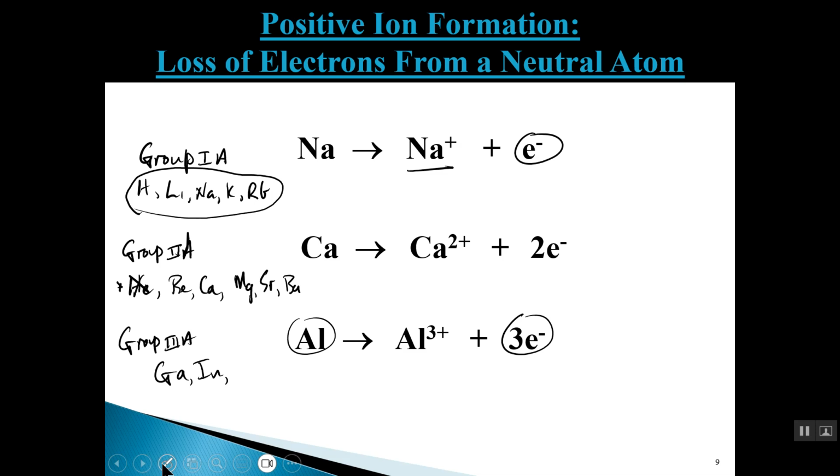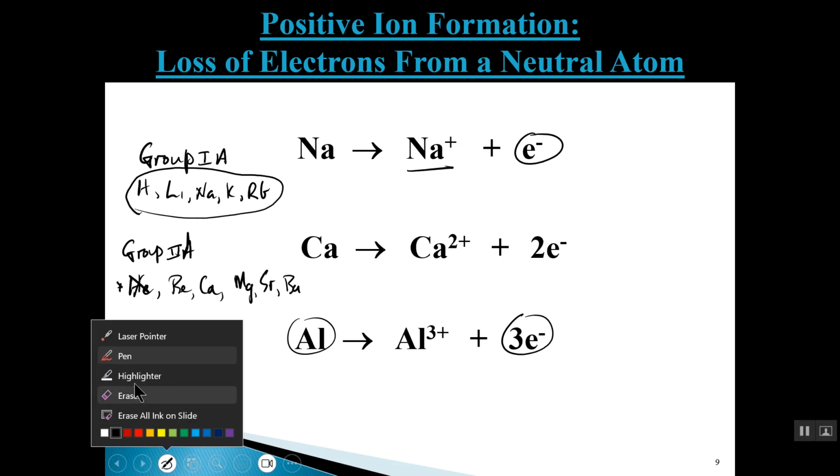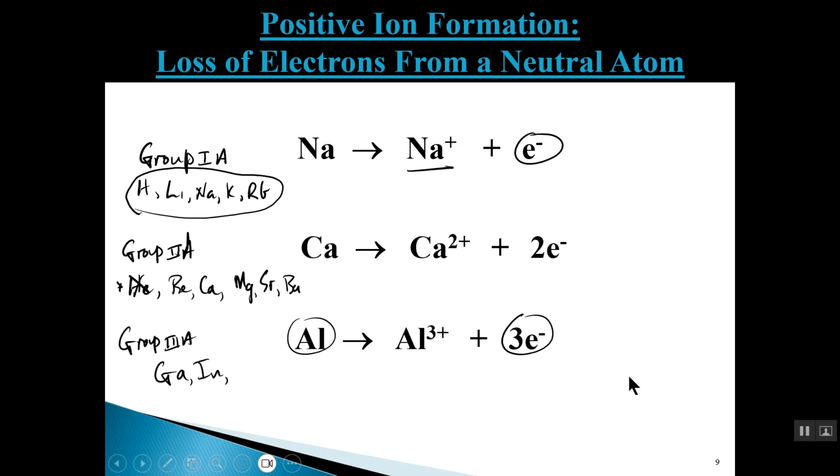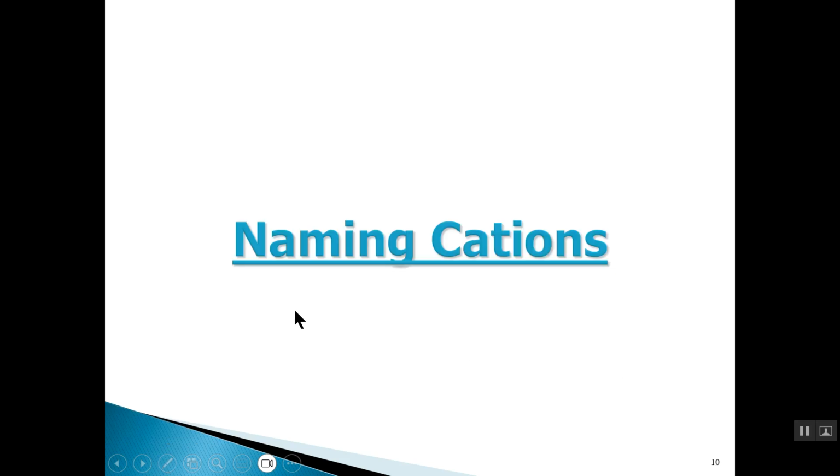But it's a bit more complex than that. That is generally true for the first 20 elements, but when you get beyond the first 20 elements, things are a bit more disordered and confusing, and therefore we cannot simply look at the group numbers to make a prediction as to how many electrons will be lost. Okay, with that said, let's move on to how we name cations.